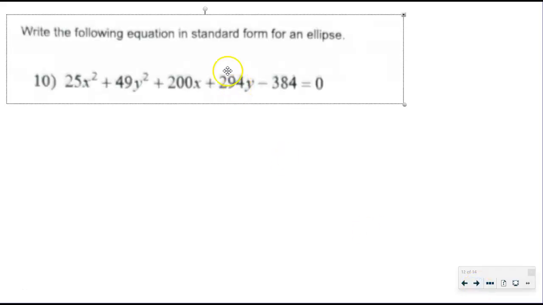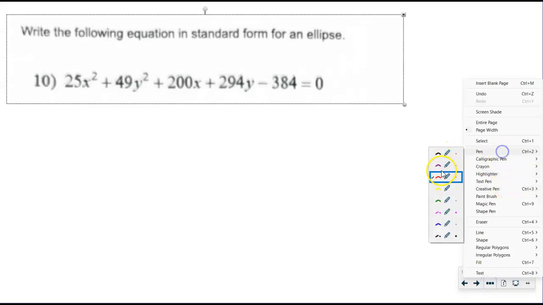Alright, so this last video is kind of a review of something that we've done previously, in which we've tried to find the equation of an ellipse given something that's in general form, trying to turn it into standard form. So like in this example, we have 25x squared plus 49y squared plus 200x plus 294y minus 384.